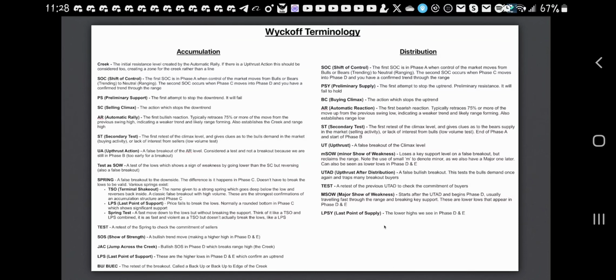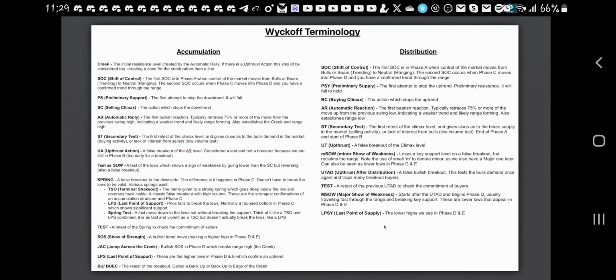We then have show of strength, SOS. That is when the market is now shifting into an uptrend. And you see a bullish trend move both through the range and above the range. And you notice as price makes higher highs, you can mark them as shows of strength. JAC, jump across the creek. So the creek I mentioned at the very start, which is the range high of your accumulation. Bullish show of strength in phase D is your jump across the creek.